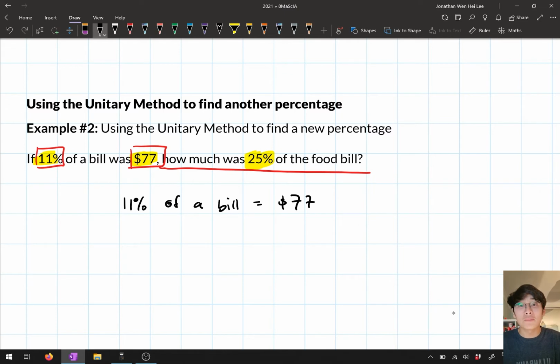I'm going to divide by the percentage amount. Now in the previous example, I divided by 8. In this example, I'm not going to divide by 8, because that wouldn't be the right step for me to do. Instead, I'm going to divide by this percentage, 11. So here I'm going to divide by 11.